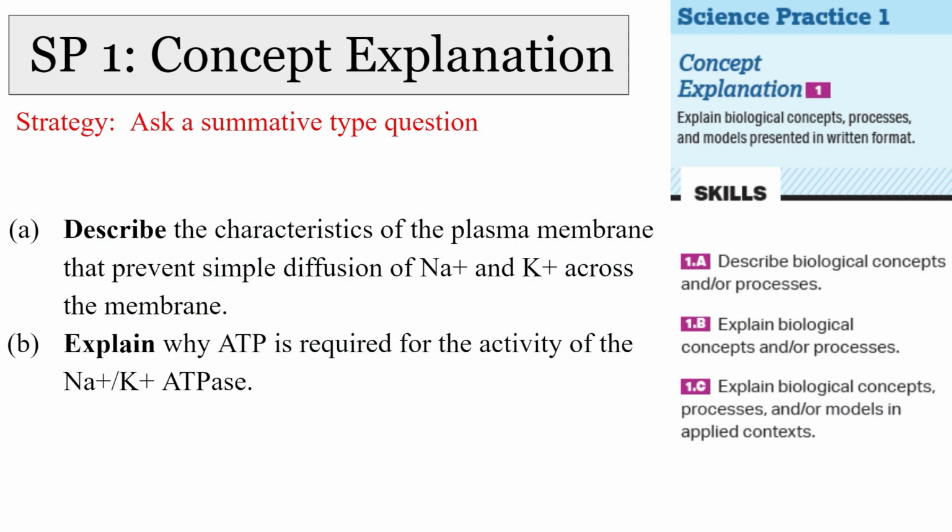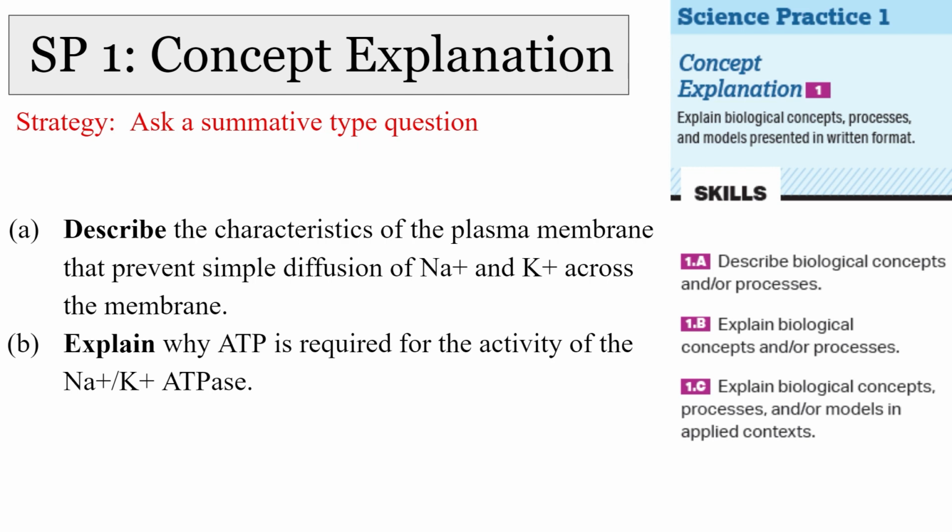So here's a strategy. Ask a summative type question. Now, I pluck summative questions off of old FRQs all the time, like screen snap the questions. So these are straight off of an old AP exam, not even that old, this is just from a couple of years ago. So these are some examples. Describe the characteristics of the plasma membrane that prevent simple diffusion of these ions across the membrane. Right, here is a really good example of a can you describe something?